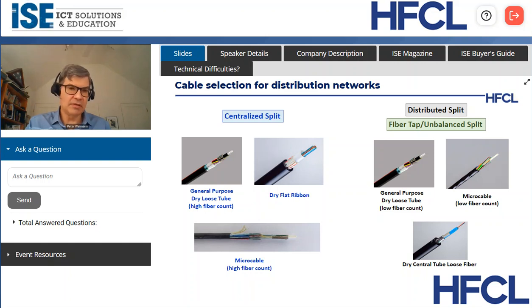And one thing that you can even do if it's rural enough, or if it's a small enough area, is you can get into really small cables like a dry central tube loose fiber. What I'm showing here is a picture of a 24 fiber central tube cable that's very small, very robust, intended for direct burial. And that might be ideal if you're doing a fiber tap or a fairly low density distributed split area where you don't need a huge amount of fiber.